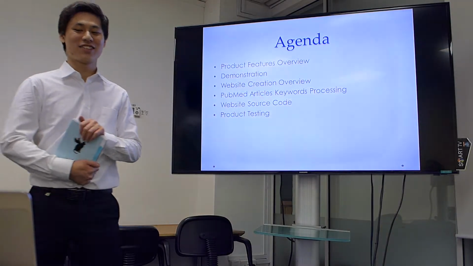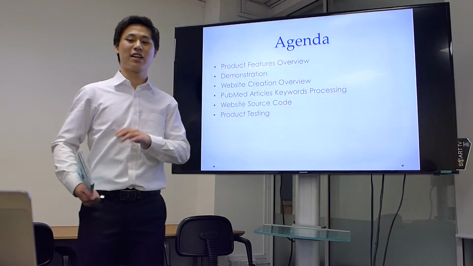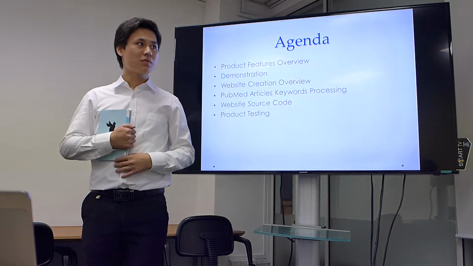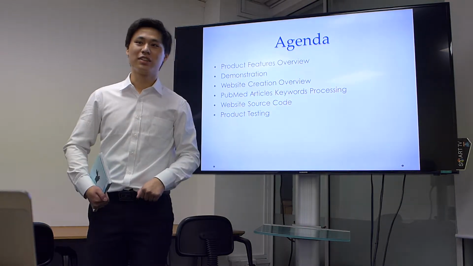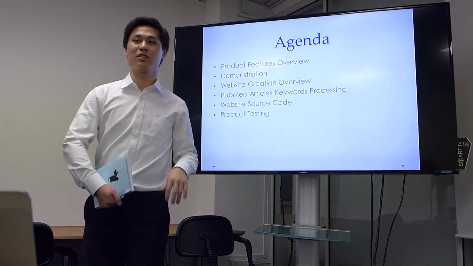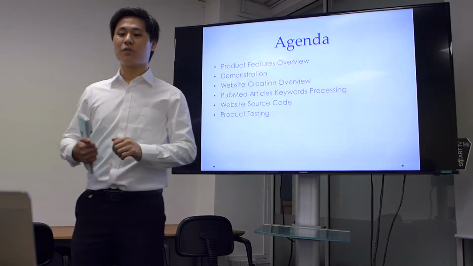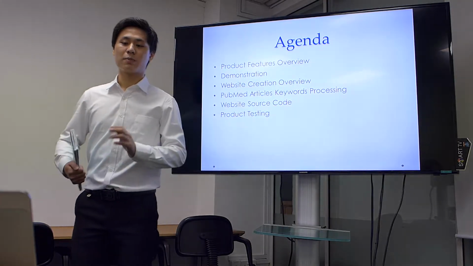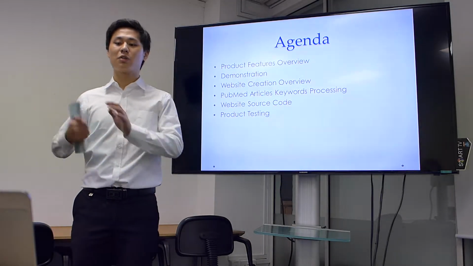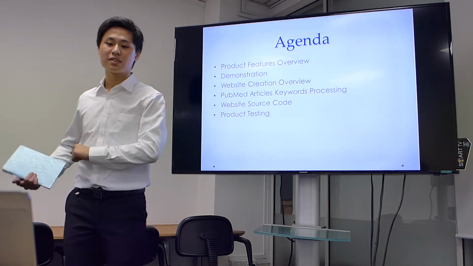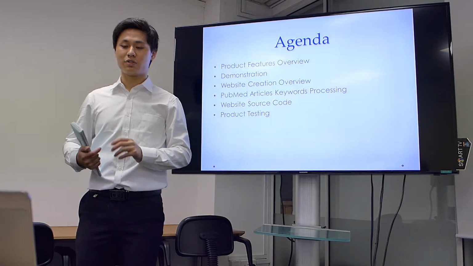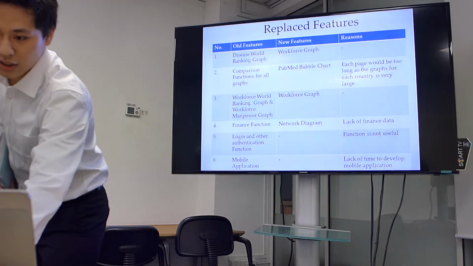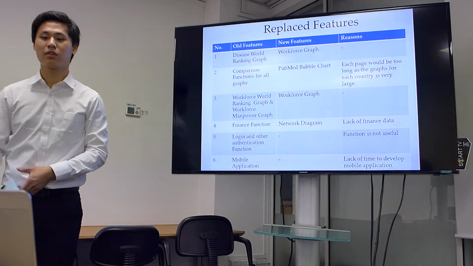So that's our agenda today. First, we have already given our product features overview. Later, Jing Yi will compare the things that we promised in phase 1 that we didn't do, or the things we didn't promise in phase 1 but we did. And followed by a demonstration of our website in Linux. And we will discuss how we created the website and how GHA did the PubMed article keyword processing, followed by details about the website source code. And lastly is our product testing. So now I'll pass the time to Jing Yi to talk about it.